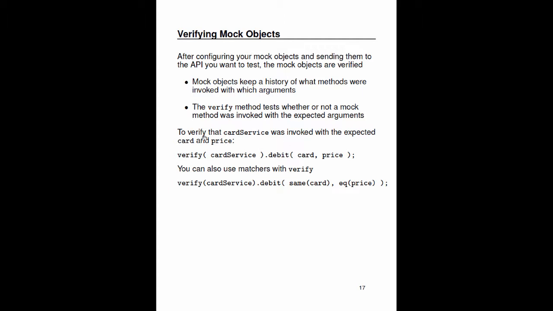So here is an example from our unit test. After we've called deposit on our bookstore, we're going to verify that the debit method of card service was invoked with the card and price that I expected. And you can also use matchers, the same matchers that you use with when, with verify. So this line here is the same as saying verify that the debit method of card service was invoked with the same card that I had before and an equal price.